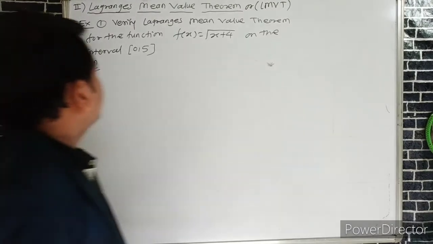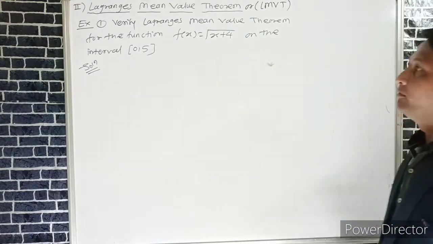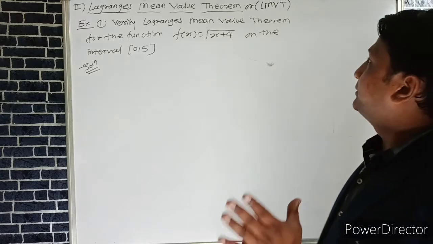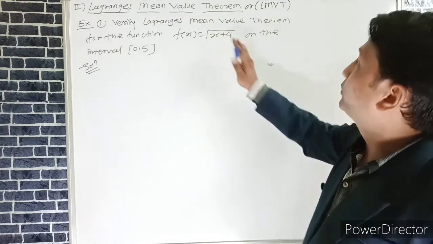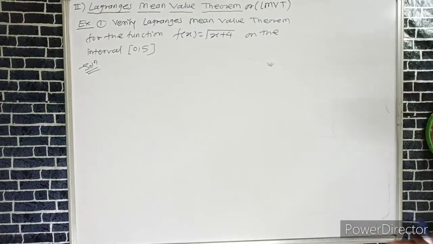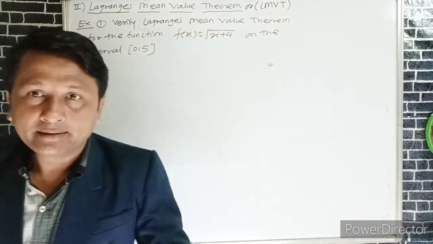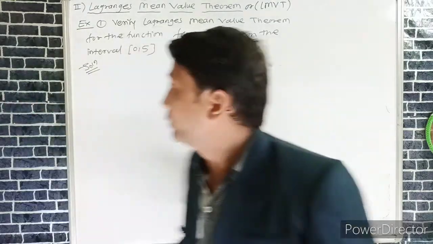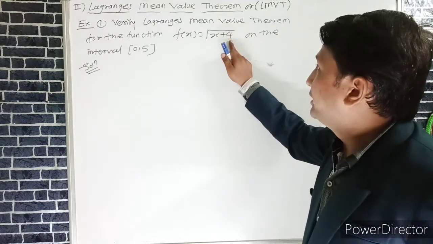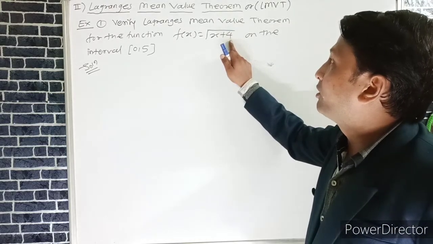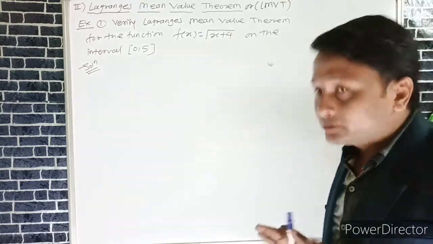So now the first example of Lagrange's mean value theorem. Example number one: verify Lagrange's mean value theorem for the function f of x equals the square root of x plus 4 on the interval [0, 5]. It is clear that here we have to verify whether the given function y equals f of x equals the square root of x plus 4 satisfies the conditions of LMVT on [0, 5] or not.